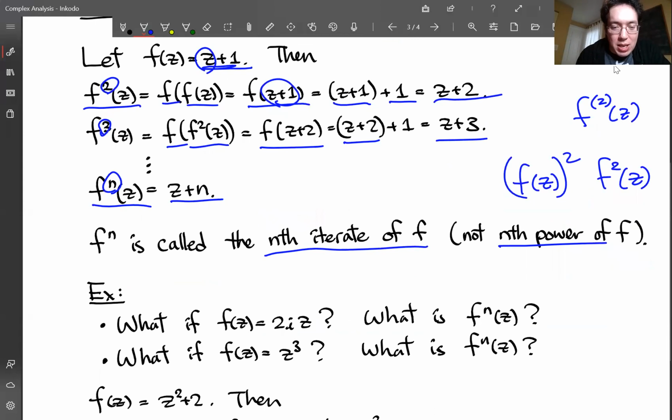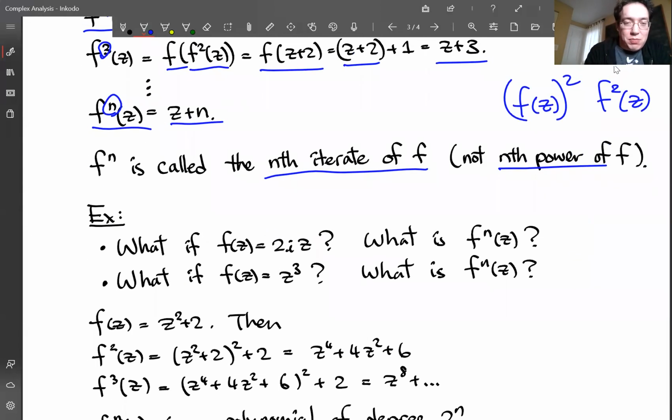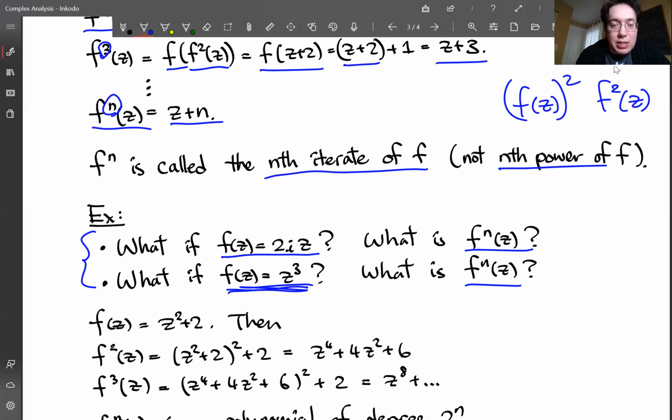Okay. All right. So please maybe pause the video and see if you can work out what the iterates of these two functions would be like. The first function f is multiplying the input by 2i. What does the function look like if we do that n times? Or maybe z cubed. What would the function look like in that case?